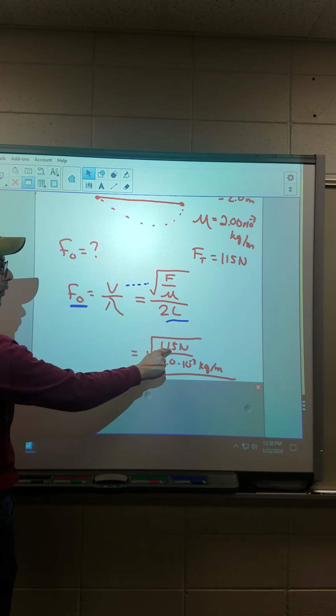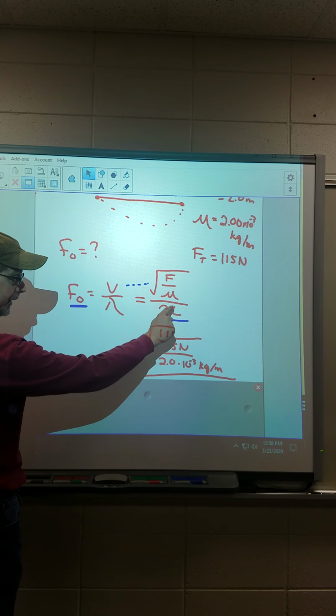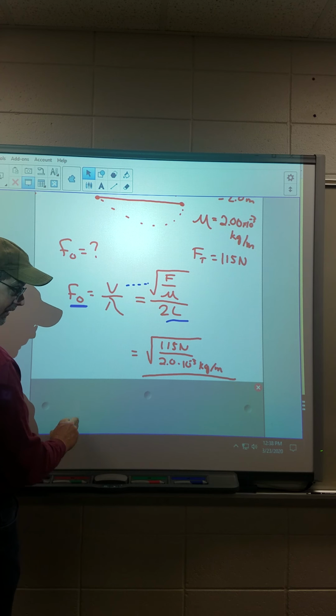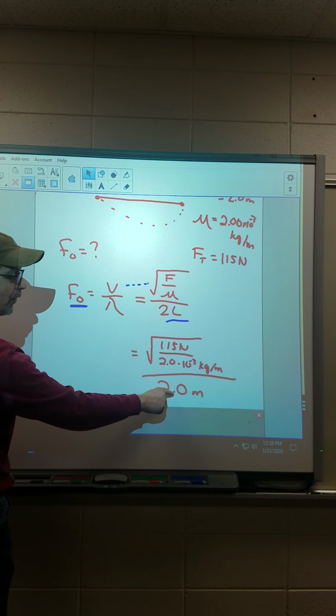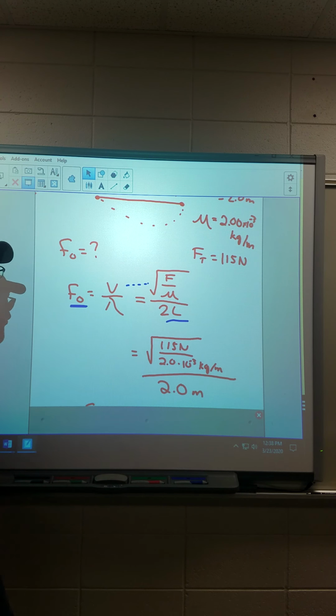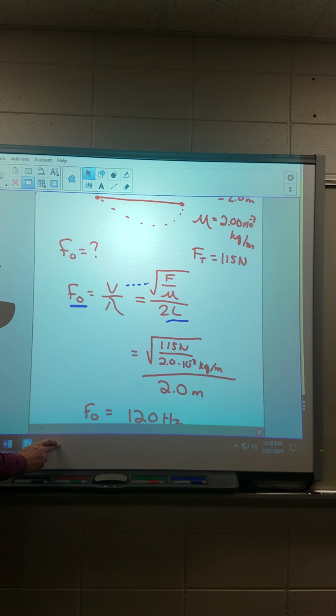My tension in that wire is 150 newtons. My linear mass density is 2 times 10 to the negative third kilograms per meter. I know that this wire is 1 meter long, so the fundamental wavelength is going to be 2 meters. I'm going to find out that this wire will vibrate at 120 hertz.